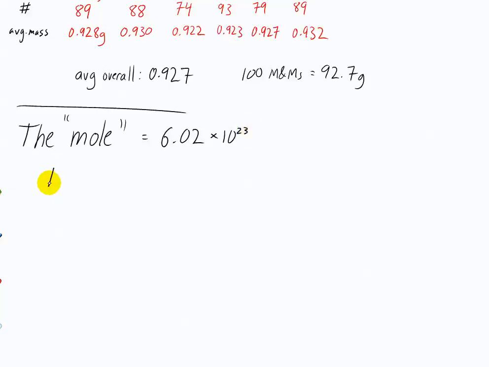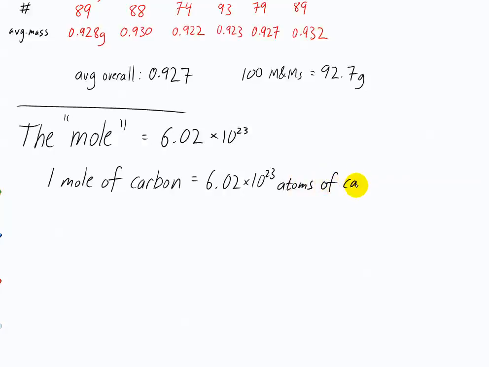1 mole of carbon equals 6.02 times 10 to the 23rd atoms of carbon.